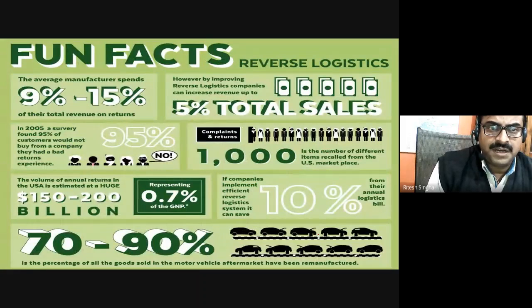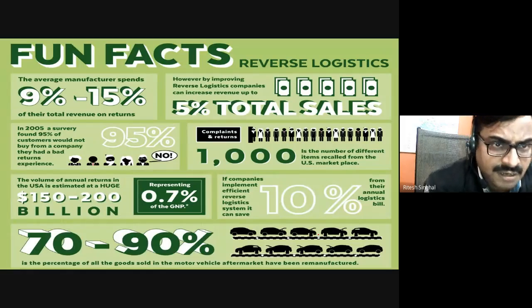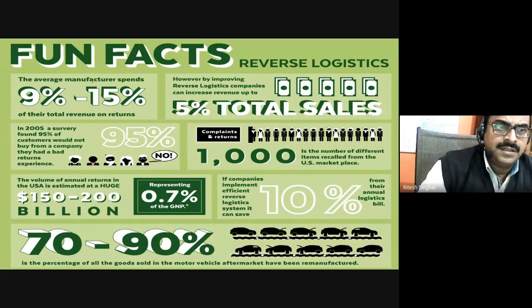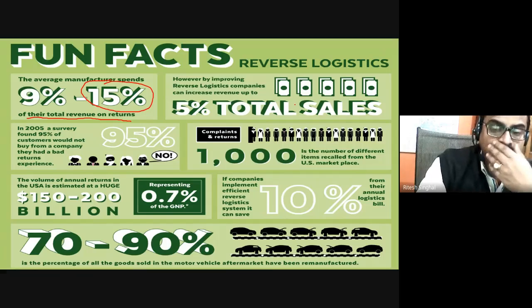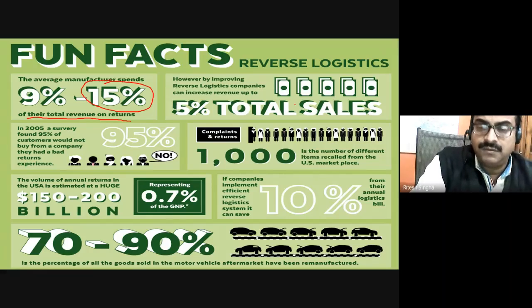You can see this particular image. I collected this image from different sources. You can see the average manufacturer spends 9 to 15% of total revenue on returns. See the importance of returns. 15% is spent on returns, and it has to be there because you have to stay in the market and stay in the business.